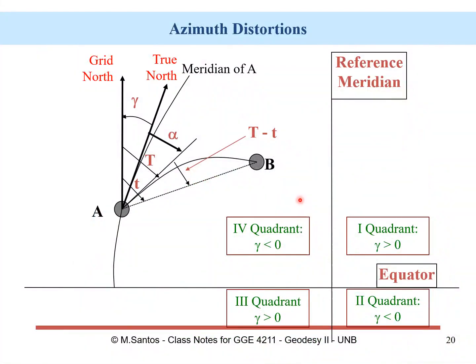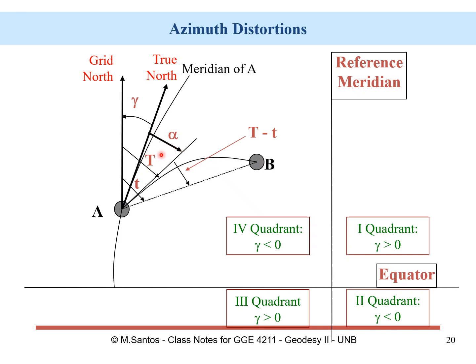Now let's talk about azimuth distortions. We're going to look at a situation on the fourth quadrant. So let's suppose that what we have here are 2 points A and B. These points are on the reference ellipsoid. We measured the azimuth alpha.